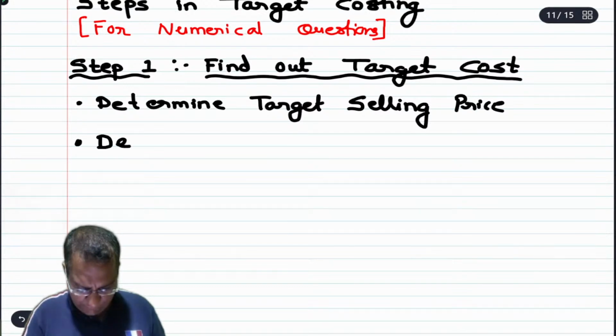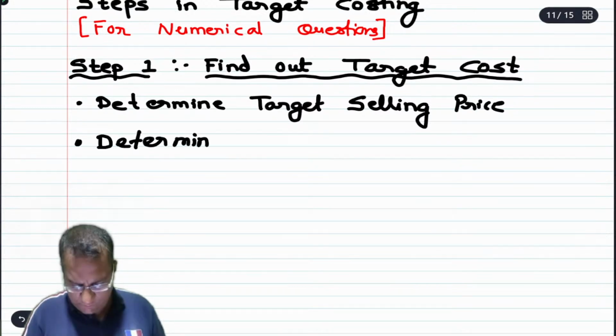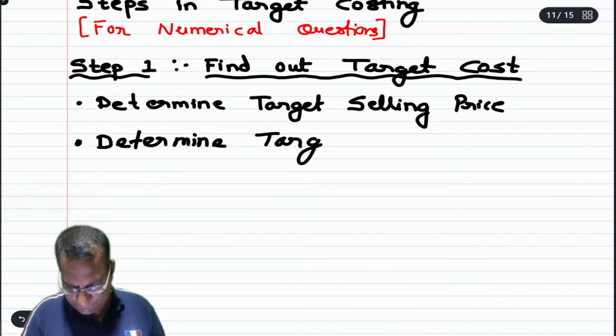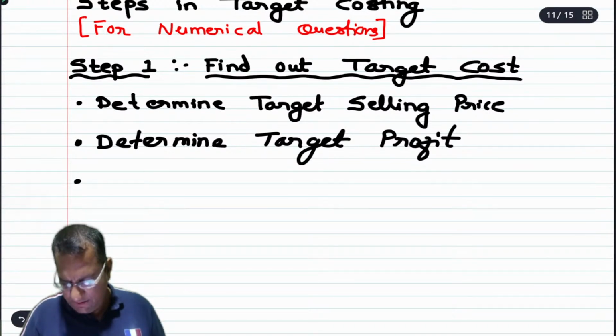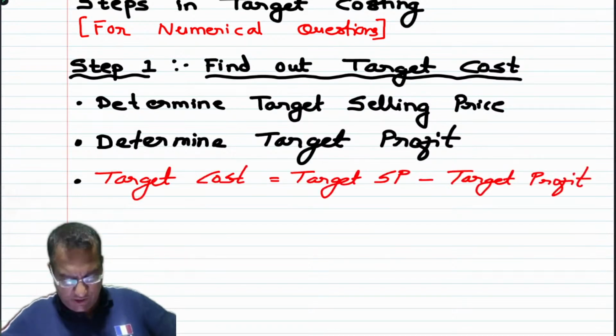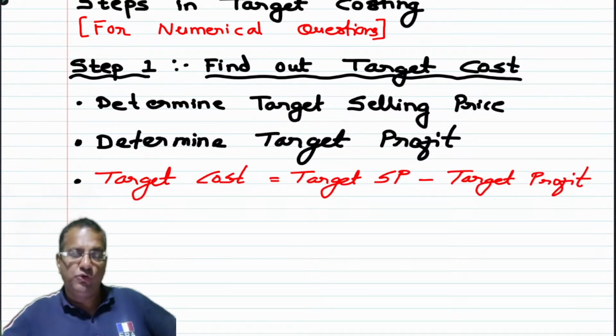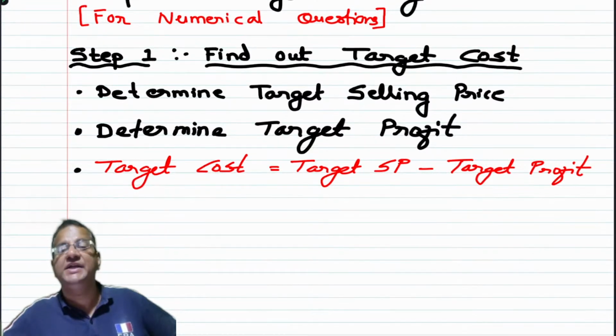Second, determine target profit. Determine target profit. And finally, target cost is equal to target selling price minus target profit. Target selling price minus target profit. So this is the very first step. You have to find out the target cost, the cost that should be incurred.